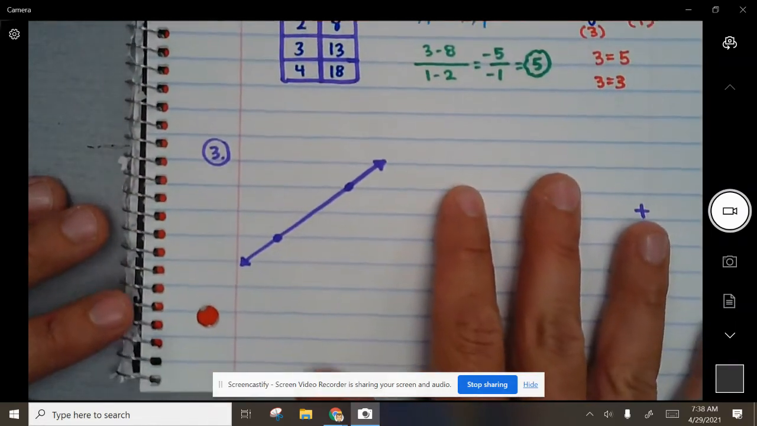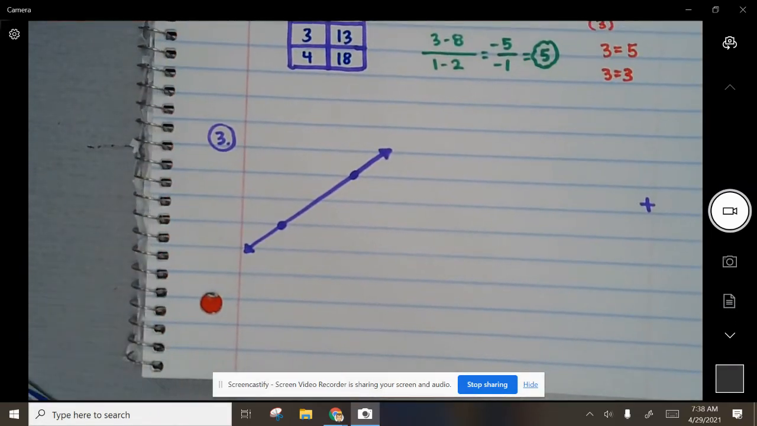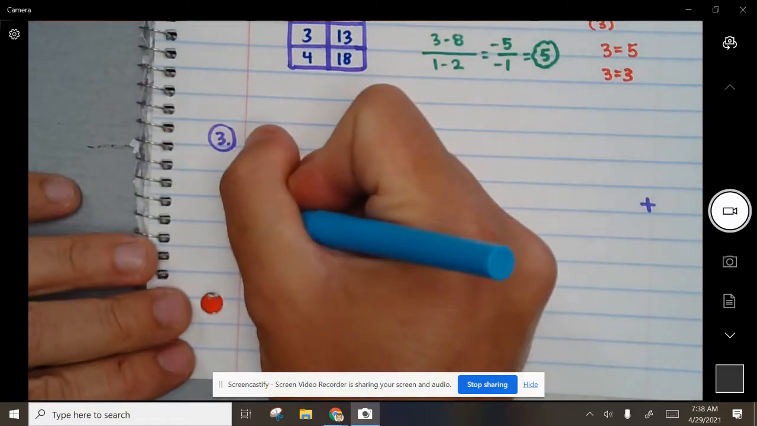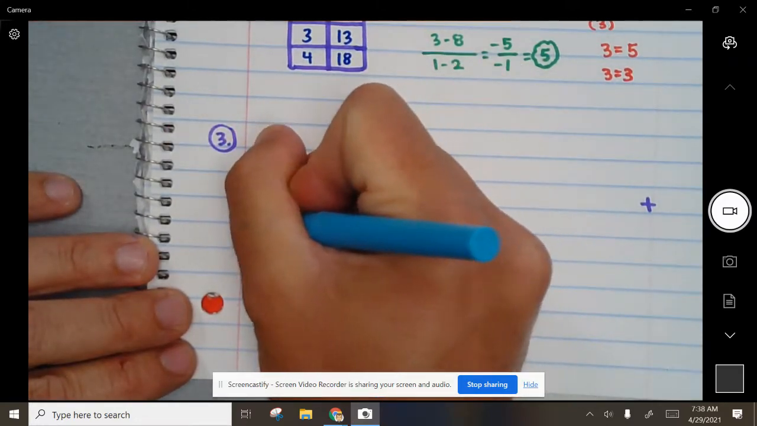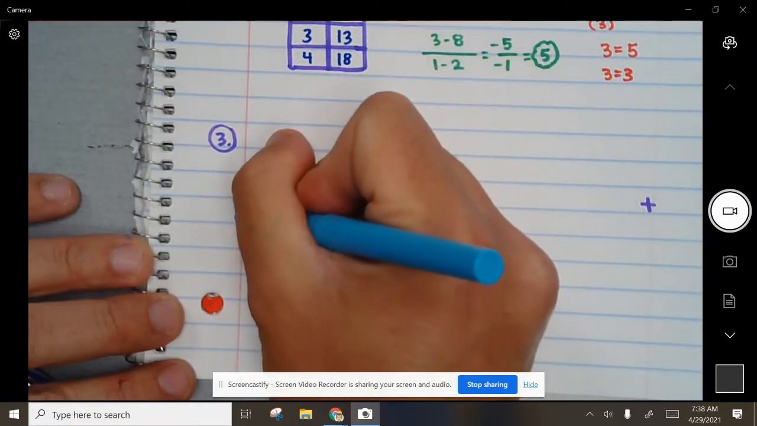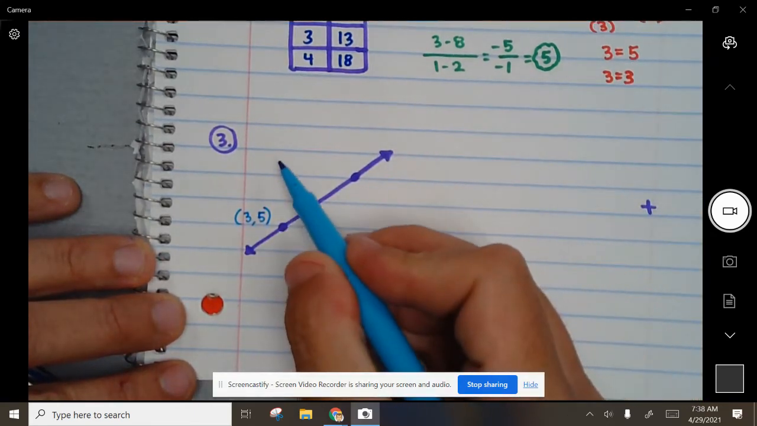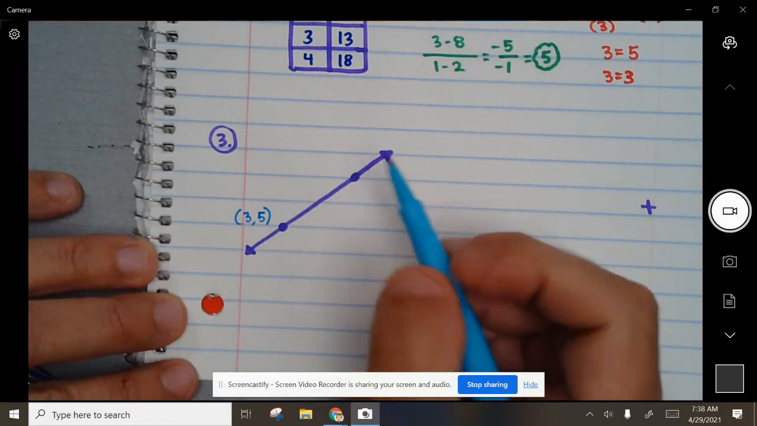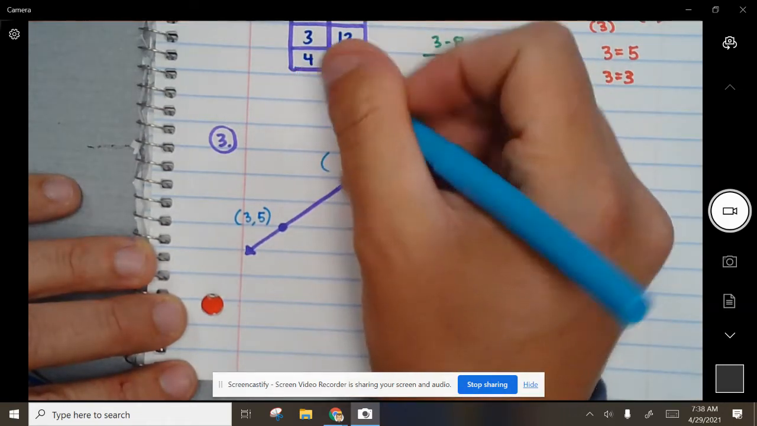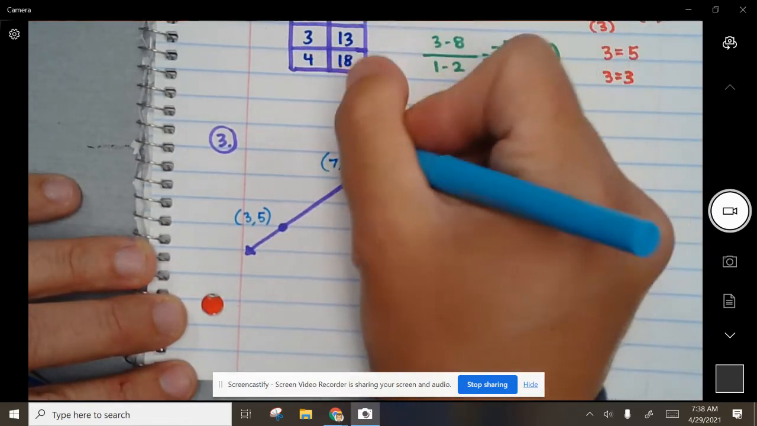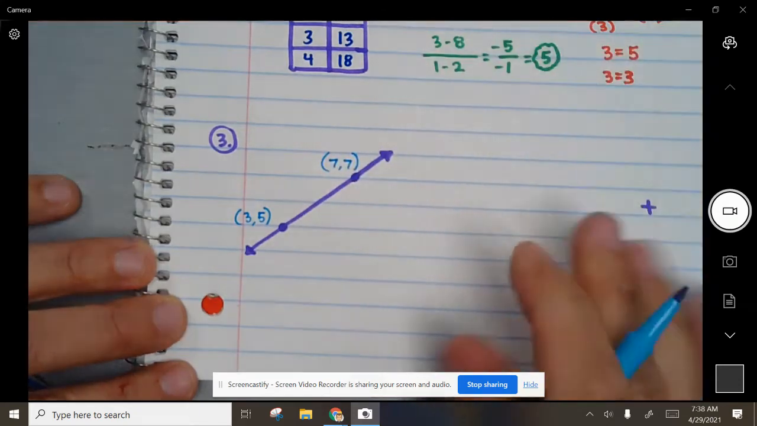Let's keep it going. Last one. I'm going to give you some points. So I'm going to say this is over 3 up 5. Okay. We'll say this is over 7 up 7. All right.